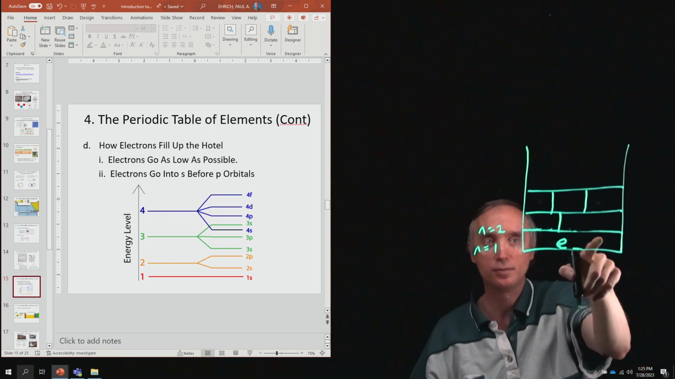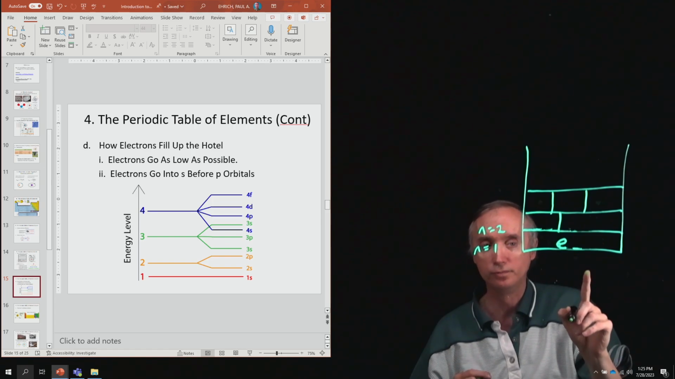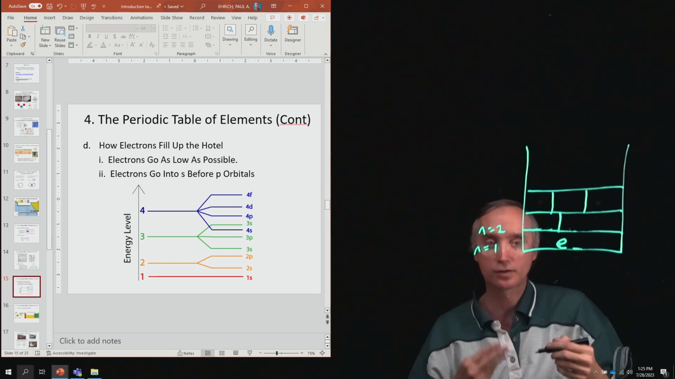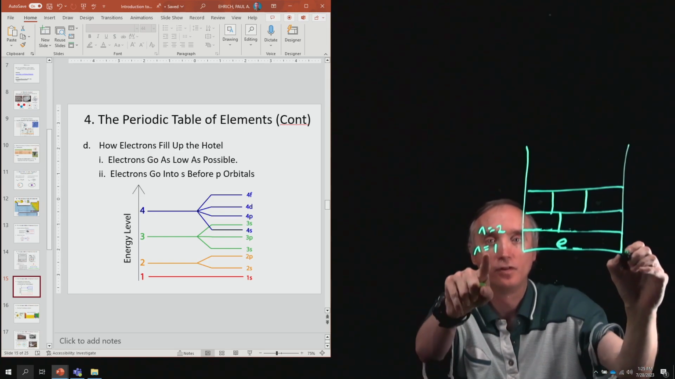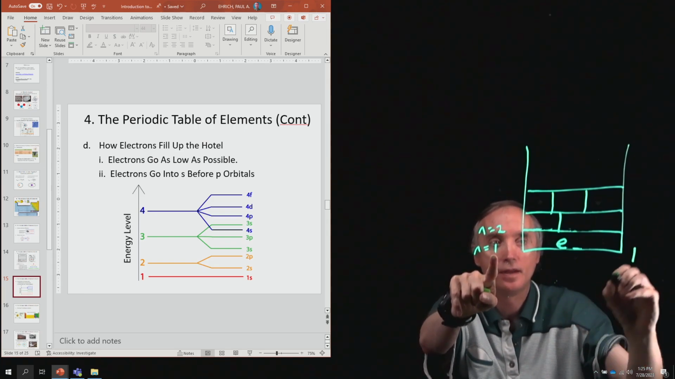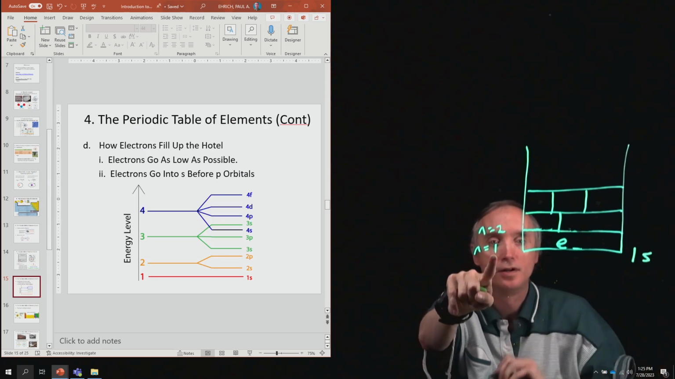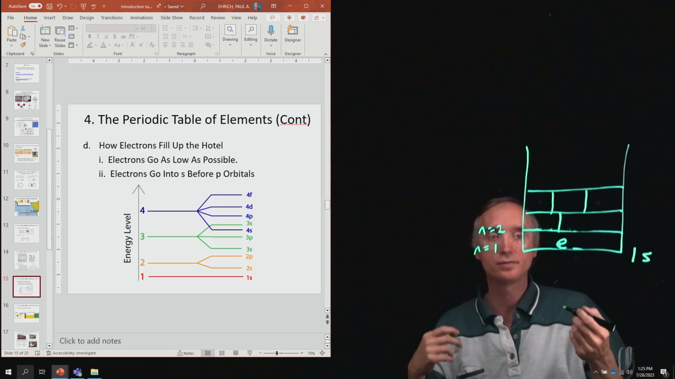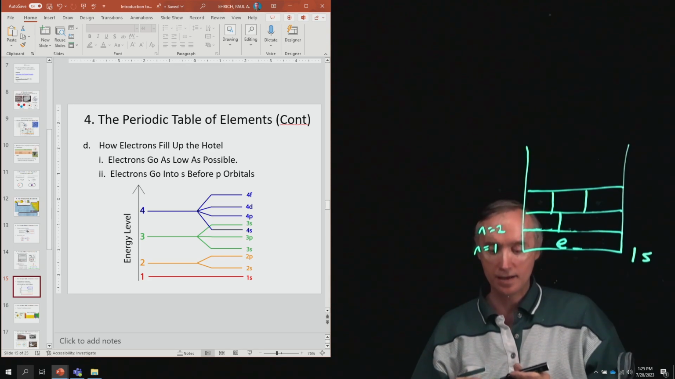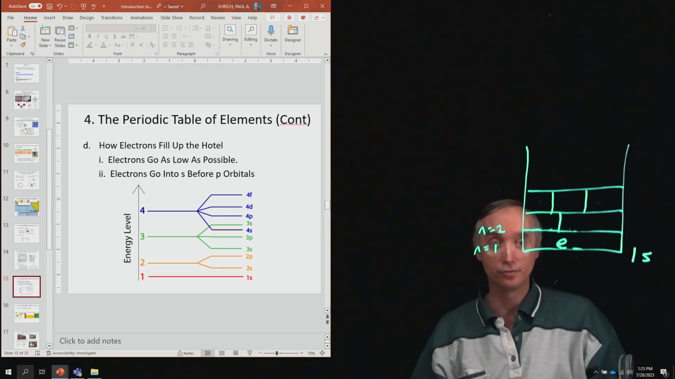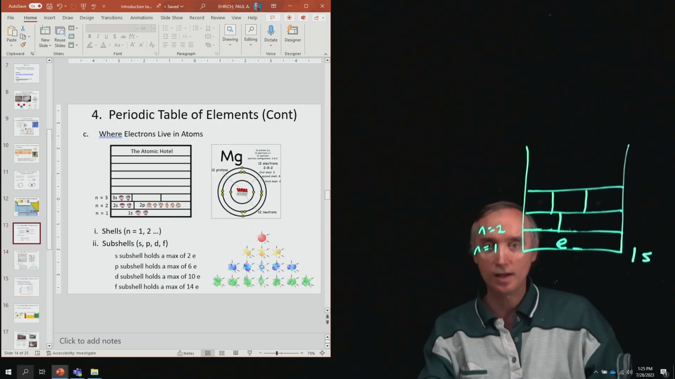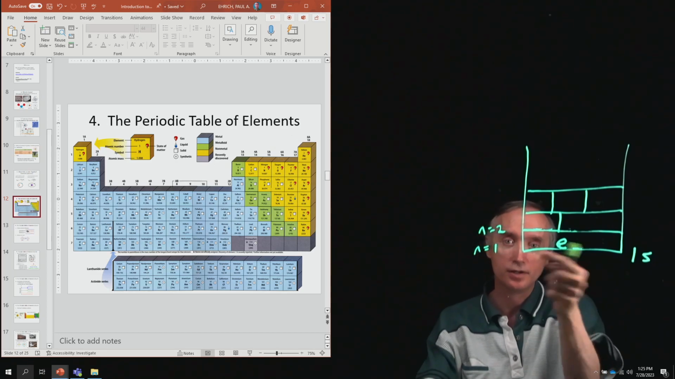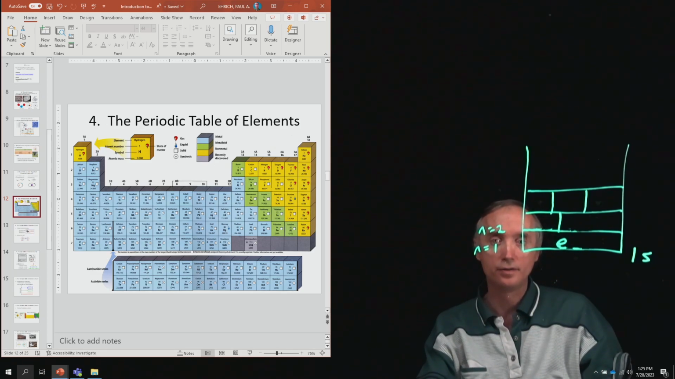So the bottom floor has one room, and that room holds 2 electrons. So that was called the S subshell. So it's on floor number 1, and then it's in the S subshell. So we then say it's a 1s subshell. And that is going to correspond to hydrogen. So hydrogen has 1 electron, and then notice where it's located at. So it's over here on that side of the periodic table.